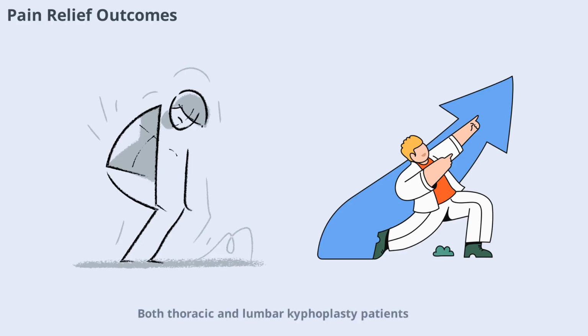Pain relief, as measured by the visual analog scale, was a central outcome in the analysis. Both thoracic and lumbar kyphoplasty patients experienced significant reductions in pain scores postoperatively. The average decrease was 5.49 points for thoracic and 5.59 for lumbar procedures, indicating that kyphoplasty is highly effective for pain management in both regions with no clinically significant difference.